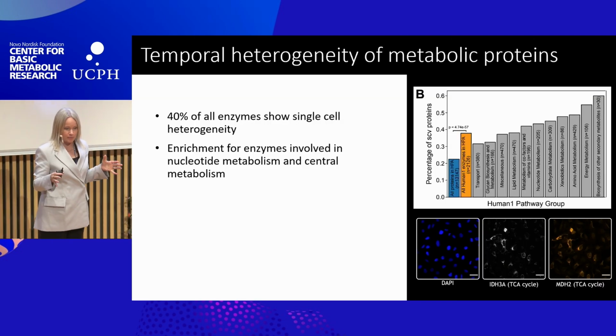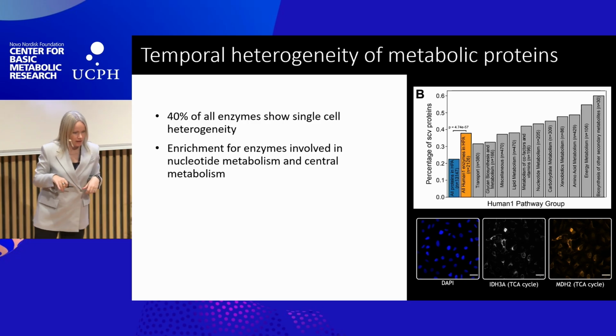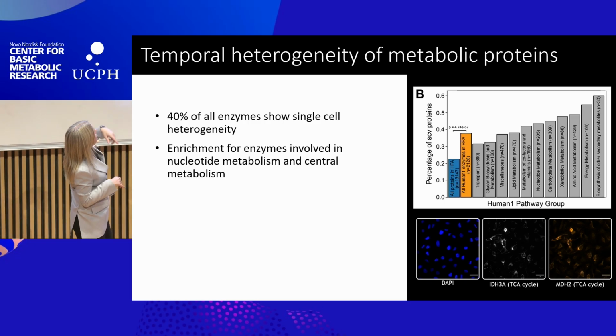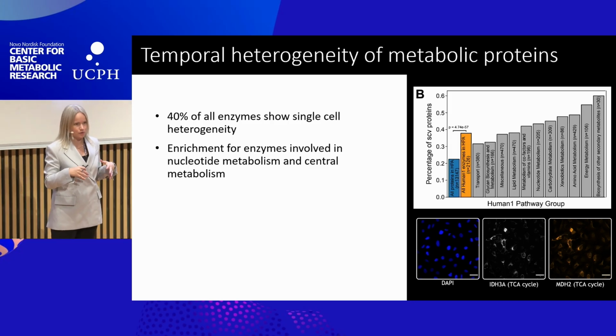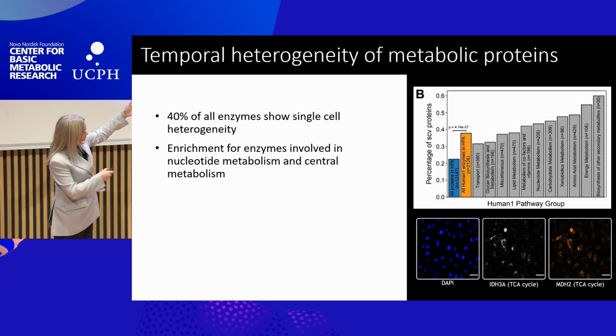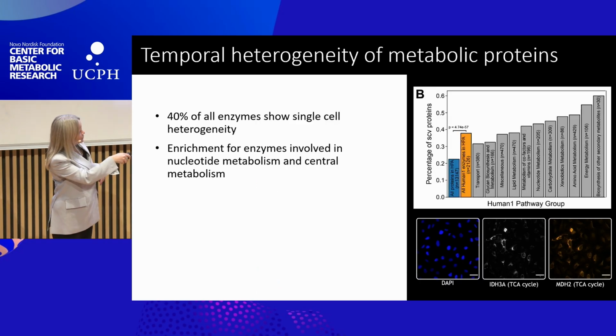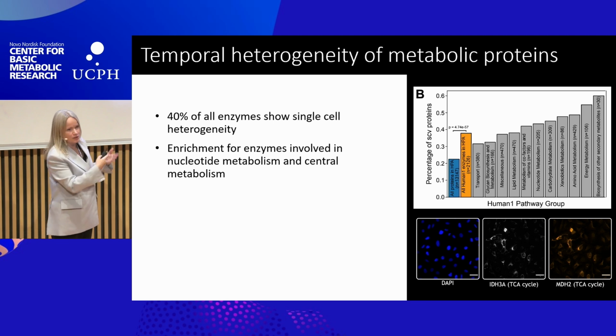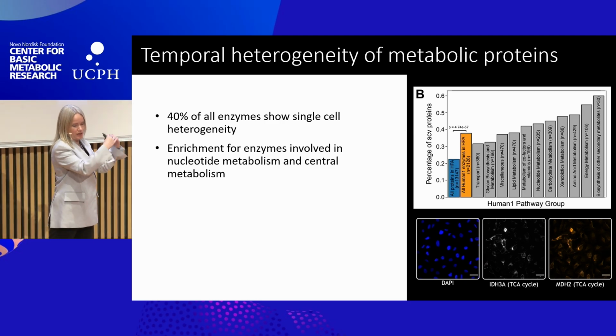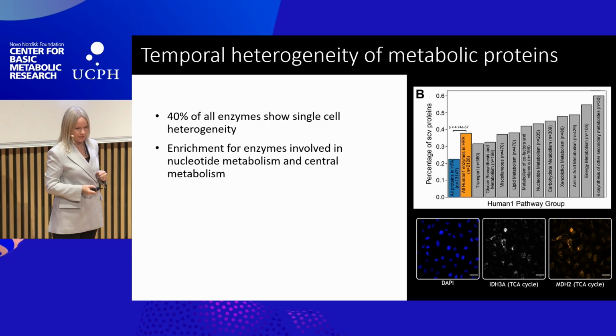In total, when we look at metabolic enzymes, 40% of all metabolic proteins show single-cell variability in cultivated cell lines. We see an enrichment for enzymes involved in nucleotide metabolism and central metabolism. We don't really see it in PTM regulation for those types of enzymes. As an image here, if we look at two enzymes that are involved in the TCA cycle and they're high in expression in some cells and low in others, we do see a high correlation. So we've done all the sanity checks of things we know should be co-expressed, for example, but there's a lot of surprises in there too.